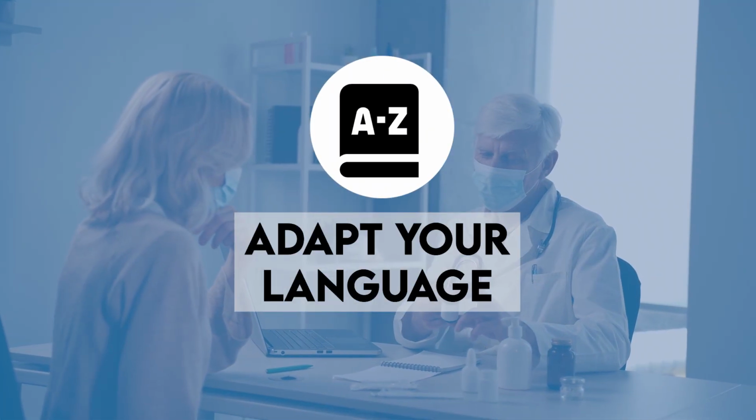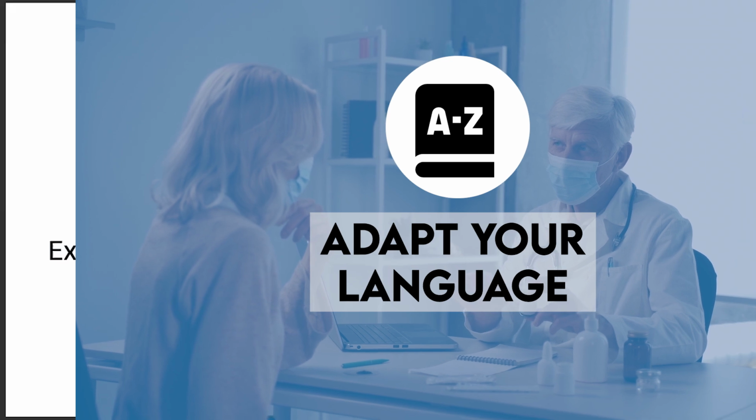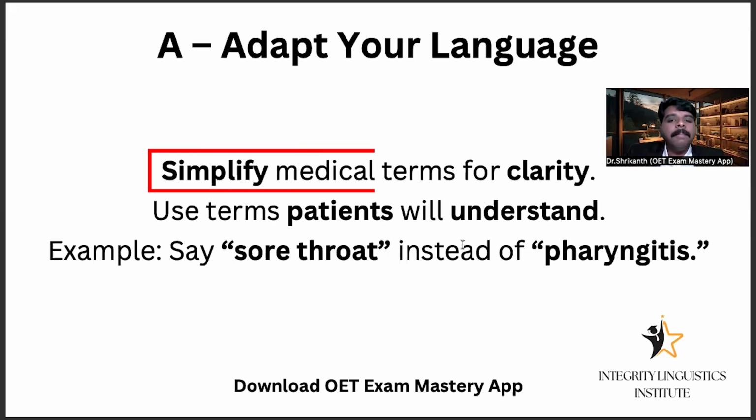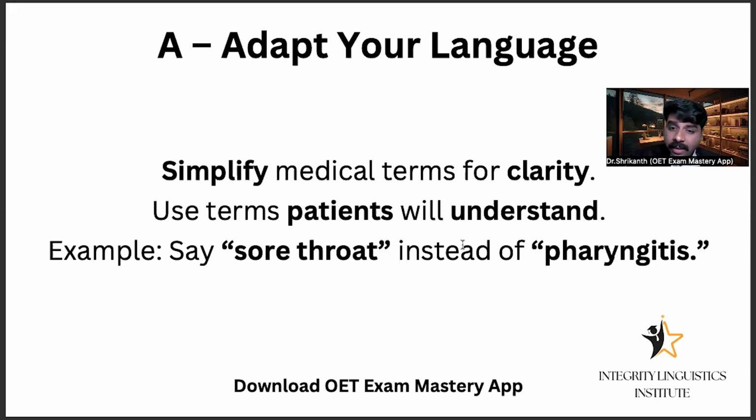Next is adapt your language. So what does adapt mean? Adapt basically means adjusting. Remember, on your OET speaking test, it is going to be a complete surprise. You will have no idea what type of cue card you're going to get, whether a patient's cue card or a bystander's cue card, whether a patient you're already familiar with or someone you're seeing for the very first time, or whether it is a home visit. So there are different types of cue cards, and there will be different types of patients.